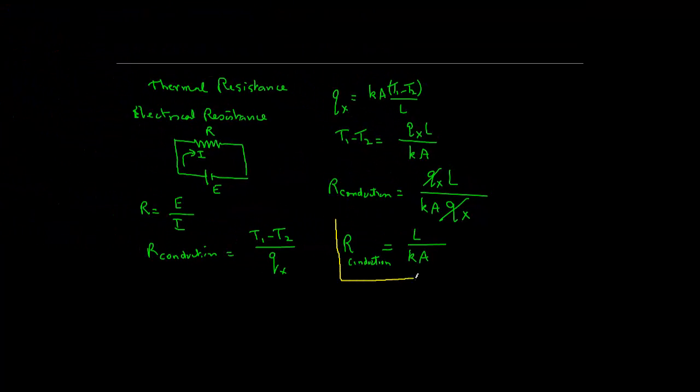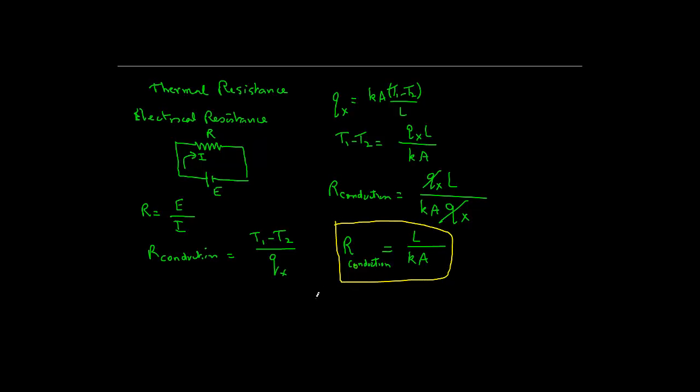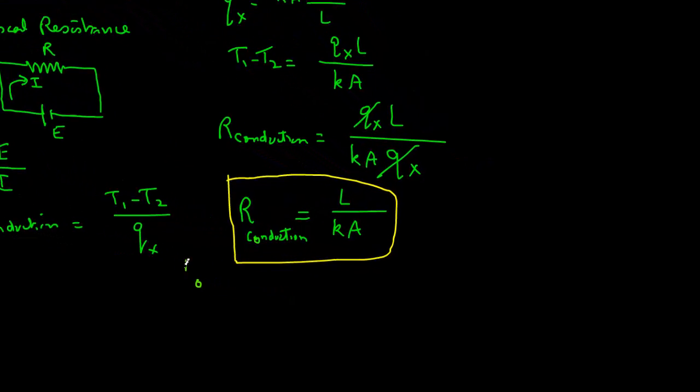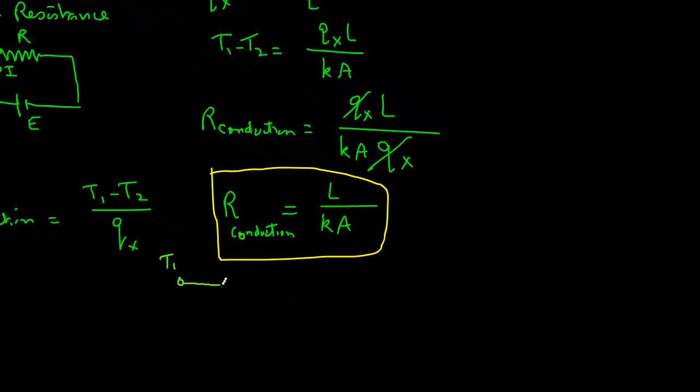And if you want to draw a circuit for heat transfer, we can say that we have temperature T1 on one side, and we have the resistance shown as thermal resistance, and then we have temperature T2 on the other side, and this thermal resistance is L over kA. We will again consider this when we are looking at more complex situations. But at this time, I would just like you to see how we obtain the equation for the thermal resistance that equals L over kA.